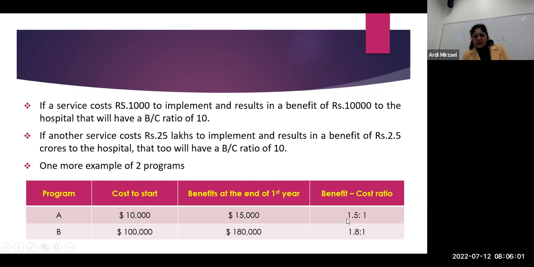So in the first case, you can see the cost to start is 10,000, the benefit at the end of the first year is 15,000, and the benefit to cost ratio is 1.5:1. In B, the cost to start is 100,000, the benefit is 180,000, and the benefit to cost ratio is 1.8:1. So this has greater benefit. Program B has a greater benefit. In general, if the benefit to cost ratio is more than 1, it is beneficial, and between the two, this is more beneficial.